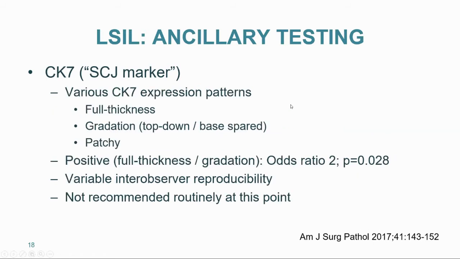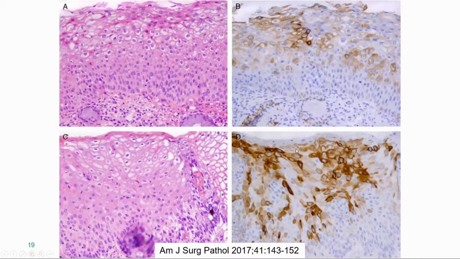The problem with CK7 as a marker of the functional squamous columnar junction and as a biomarker of risk for HSIL outcome is a problem of interobserver reproducibility, and the fact that we're just starting to understand the role of a biomarker like CK7 in this particular scenario. So at this point, it's not recommended routinely, but I'm mentioning it today because there's been literature in the past few years about it. I think the problem again is interobserver reproducibility and the fact that there is a gradation of patterns that may be difficult to identify.